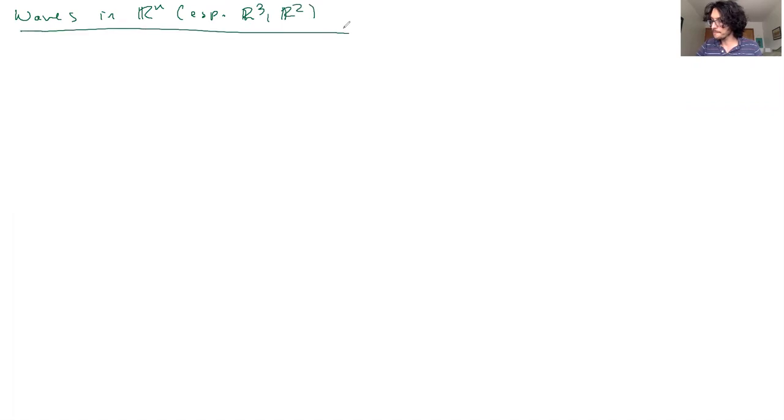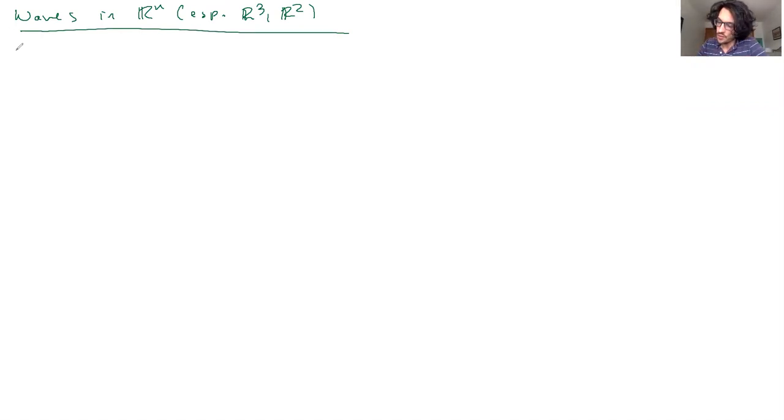All right, so I'm going to pick up where we left off, talking about wave solutions to the wave equation in Rn, especially in R3 and R2. And if I have time, I might get to talking about the heat equation, just introducing the heat equation.